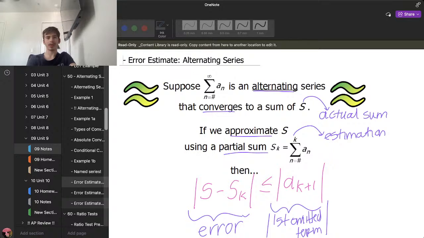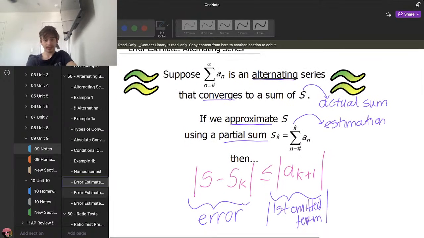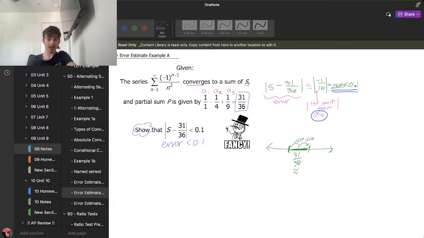Alternating error. Oh god, this is going to be tough. If you come across an alternating series and you're looking for an error bound, it converges to some sum. If we approximate that sum, we could say the sum minus the approximation of the sum is less than or equal to the first omitted term. I'm not going to go over examples, but you can look at this work.